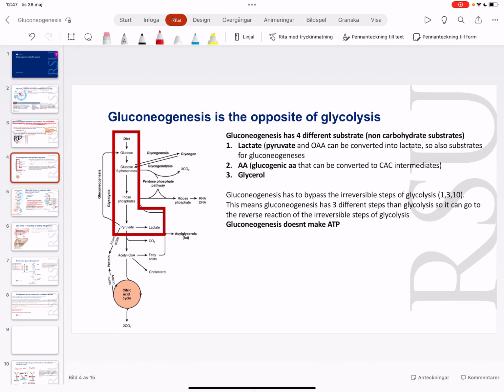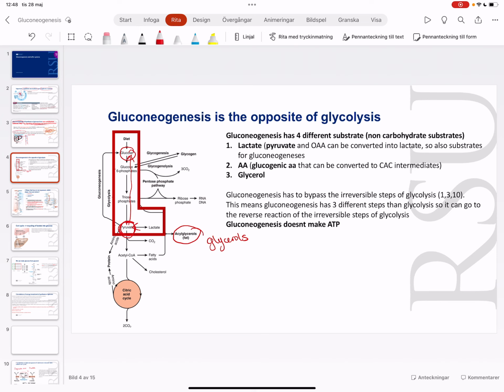So gluconeogenesis is the opposite of glycolysis. Here we have the glycolysis pathway: we start from glucose and go to pyruvate. Gluconeogenesis goes from pyruvate back to glucose. But we don't have to start from pyruvate. We can start from lactate, and lactate can go back to pyruvate, and then from pyruvate back to glucose. Or we can start from glycerols. It's specifically glycerols and not fatty acids.